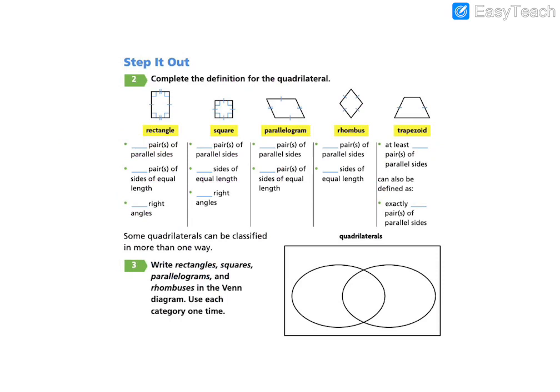All right, so now we're going to go ahead and complete our definitions for our quadrilaterals. The first one we're looking at is a rectangle. How many pairs of parallel sides does a rectangle have? It has 2 pairs of parallel sides. How many pairs of sides of equal length does it have? It has 2 pairs of sides with equal length. And in total, how many right angles? 4. Go ahead and complete the same section for the square.